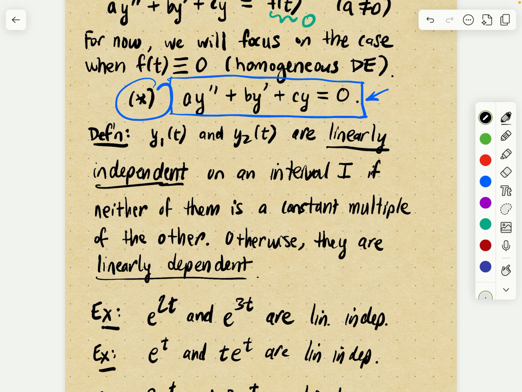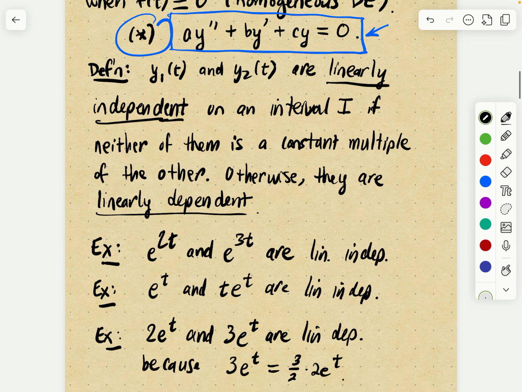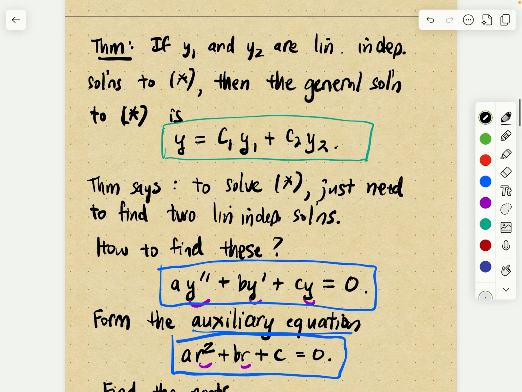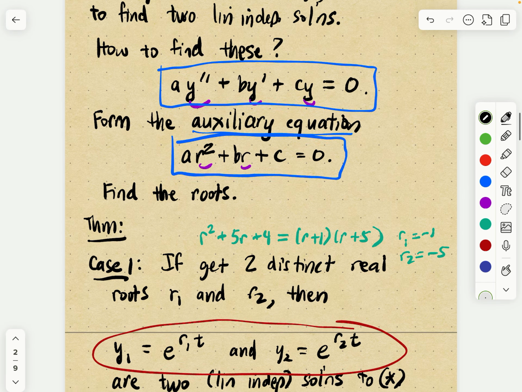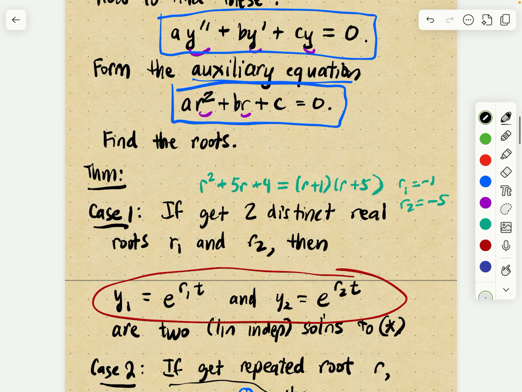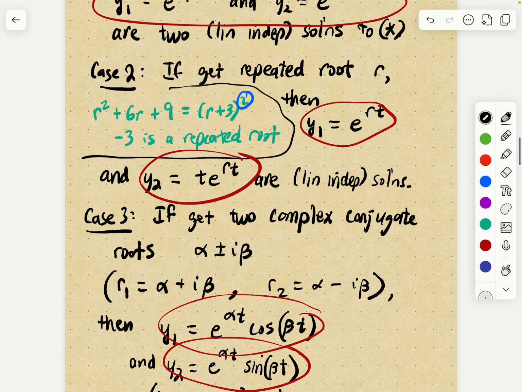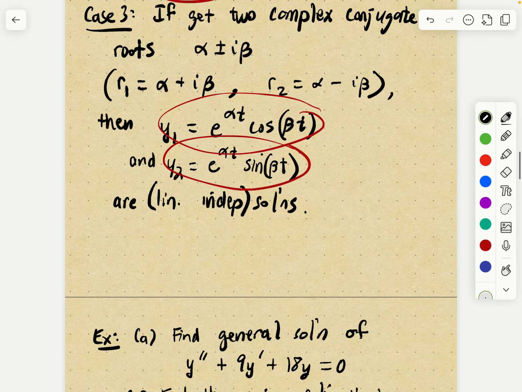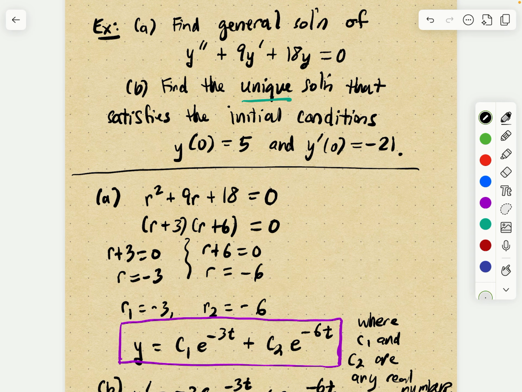The theorem says that if you have two functions, y1 and y2, that are not scalar multiples of each other, then the general solution is just c1y1 plus c2y2. So once you have two independent solutions, you can get all of the solutions to the equation. So we just need our y1 and y2, and how do you find that? You set up the auxiliary equation, ar squared plus br plus c equals 0. You find the roots. If it's two distinct roots, it's that. If it's a repeated root, you get a different thing. If it's complex conjugate roots, it's a different thing. And we did some examples of each of those cases.